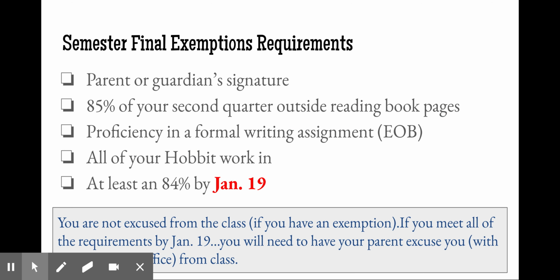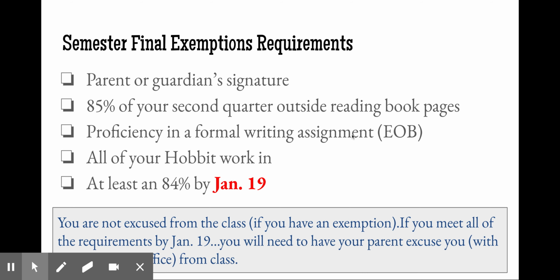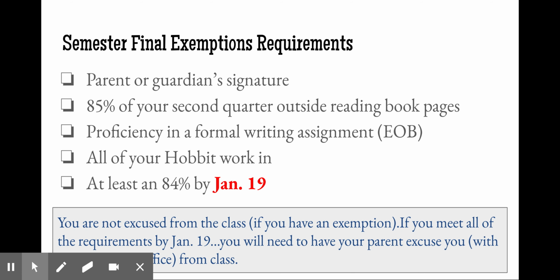Remember with the final exemption, you need to have all these requirements done and you need to get the okay from me. I need 250 book report pages done. I need you to get at least a D plus. That's proficiency, and that's the lowest end on Evolution of Bilbo, all your Hobbit work. I will have your grades officially done by the end of school on the 19th. So please come in and ask me if you're a candidate.